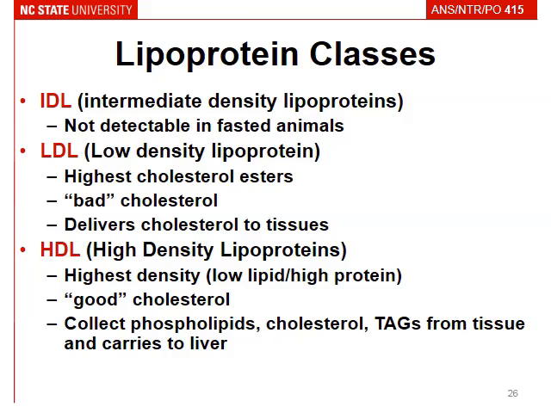Our next class is our intermediate density lipoproteins, and these are not detectable in fasted animals, and they really don't last too long even if you have been adequately fed. They're intermediate, so they're not too easy to find. Basically, as we drop off the triglycerides from our VLDL, as the amount of triglycerides gets smaller and smaller, our VLDL turns into an IDL.